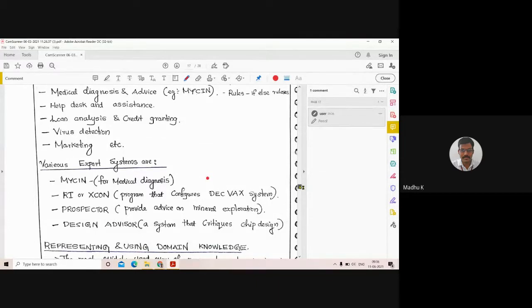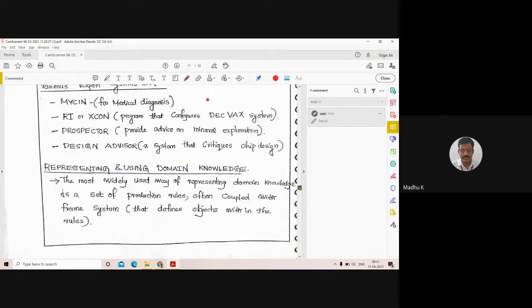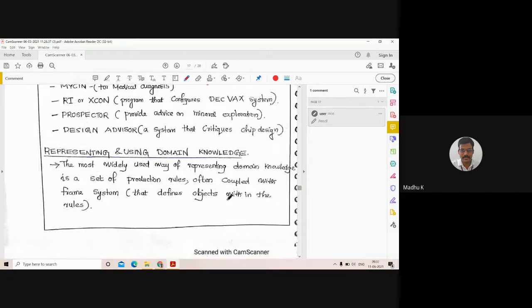Next, representing and using domain knowledge. The most widely used way of representing domain knowledge is a set of production rules, combined with the frame system.